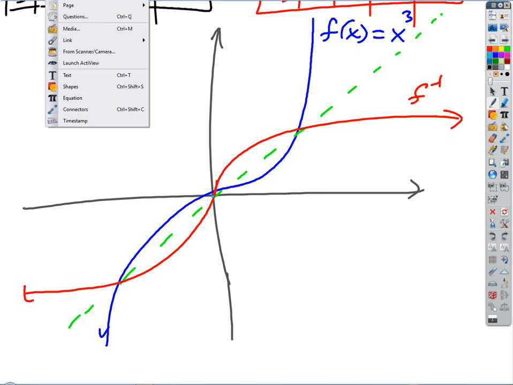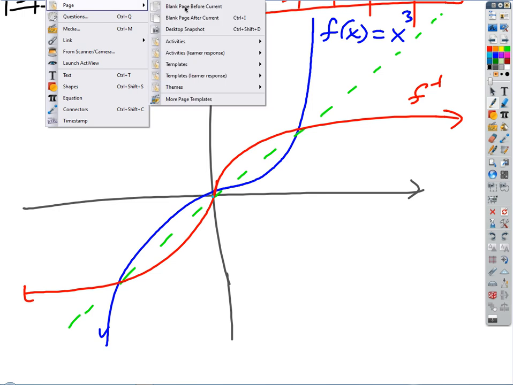Let's try this again. Let's try a different function here. How about this one? Okay, so.